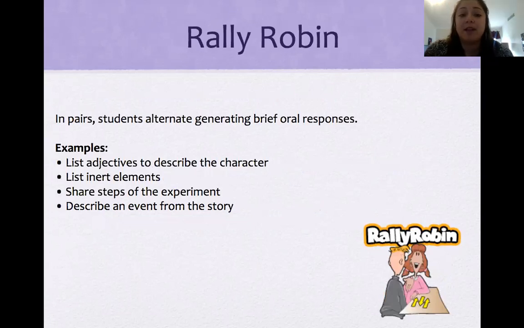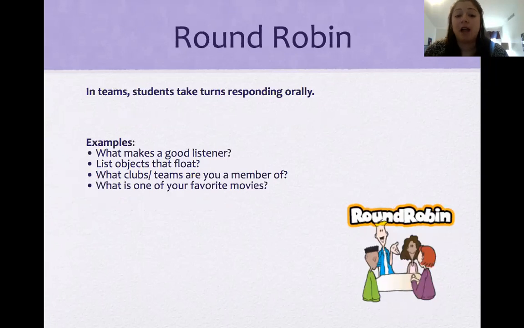Okay, the next one being Rally Robin. The students are going to alternate generating oral responses. You might do this with adjectives describing a character, elements, sharing steps of an experiment, describing an event from the story. Round Robin. This is going to be done in teams. Again, students are taking turns responding orally. Example, what makes a good listener? Can you list some objects that float? What clubs and teams are you a member of? What is one of your favorite movies?